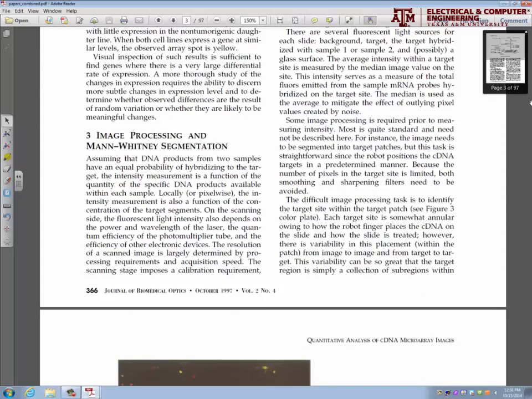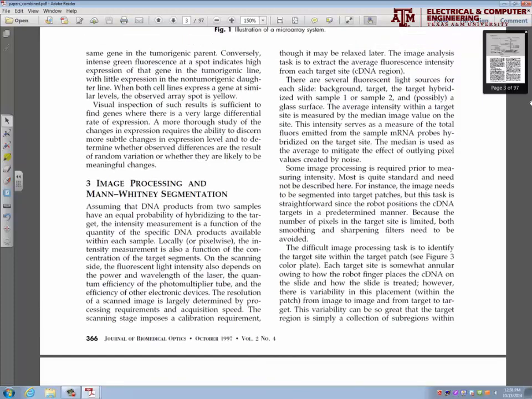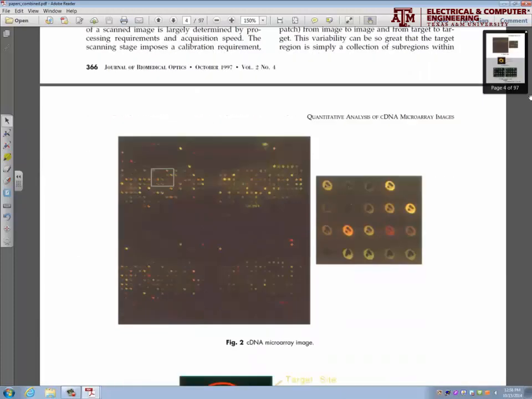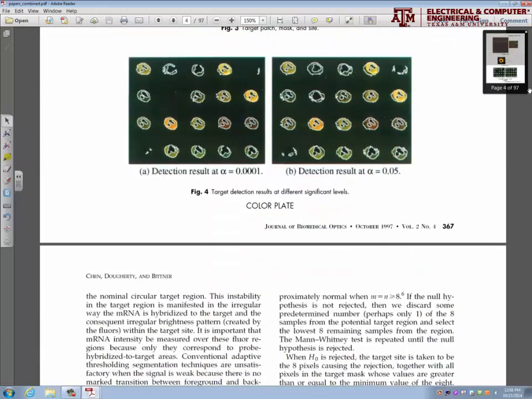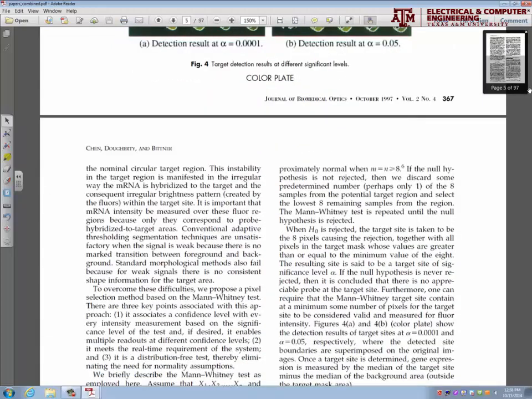The difficult image processing task is to identify the target site within the target patch. The target patch is that square. Each target site is somewhat annular owing to how the robot finger places the cDNA on the slide and how the slide is treated. However, there is variability in this placement within the patch from image to image and from target to target. This variability can be so great that the target region is simply a collection of sub-regions within the nominal circular target region.